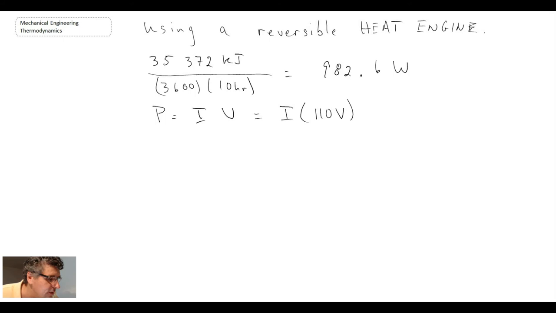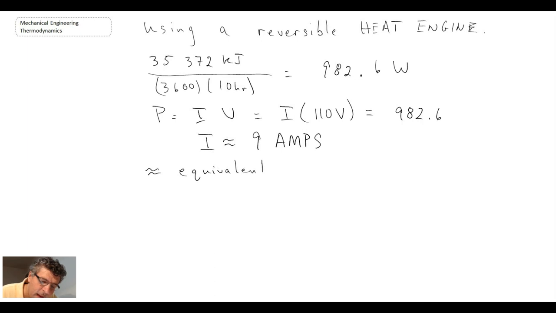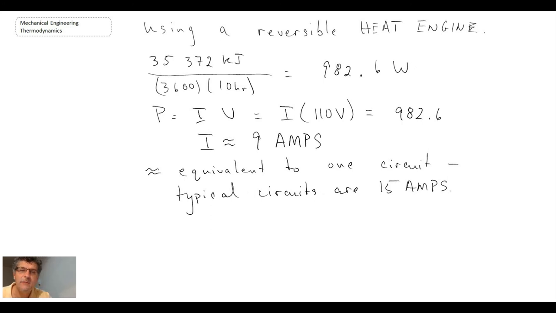Now, I know that there's a sine conversion and things like that that may change this a little bit. But from a hand-waving argument perspective, we can say that we potentially could have generated around 9 amps of power, which is roughly equivalent to one circuit in a house. Typically a house circuit would be 15 amps. So that's not bad. With our heated water, we could have done that.